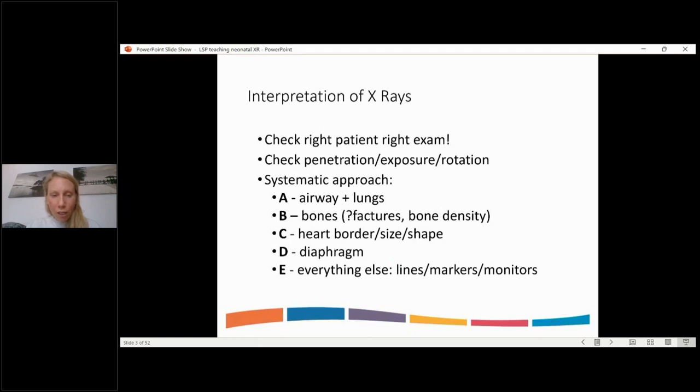C is the heart, so looking at the heart border, the size, cardiothoracic ratio, and obviously if the shape is unusual. Although I will tell you that the textbook answers for things like boot-shaped heart are not as clear-cut in real life. D is the diaphragm, and you want to check it's continuous on both sides and check that you don't see any free air. And E is everything else, and by that I mean lines that you've put in, whether the markers are there, so left and right, and also whether there's anything else on there that should or shouldn't be. For example, if you've left the cooling mattress on and that's given you the artifact appearance.